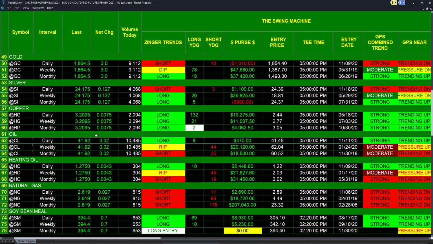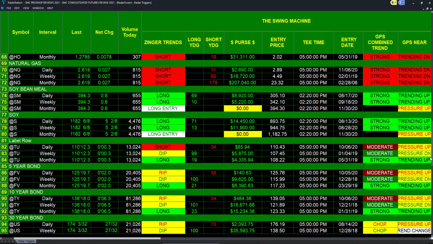Now this one is really incredible because it did not fundamentally line up, but Swing Machine went long copper 132 days ago, back on, was that May 18th at $2.44. Now, you wouldn't have thought that, right? With the economy slowing down and COVID, one contract, you'd be up almost $20,000. And so you get a chance to see all the markets. We'll slide down and let you see it.